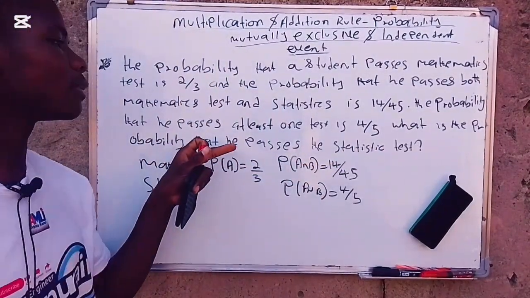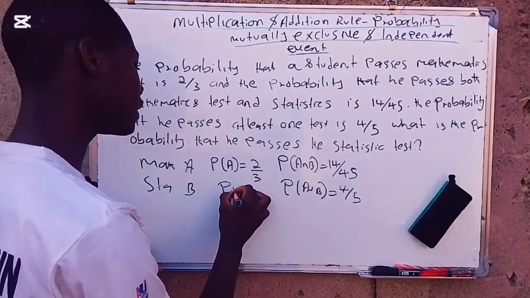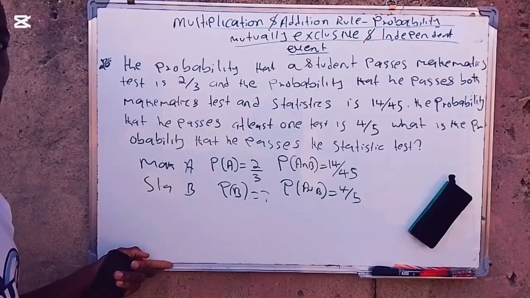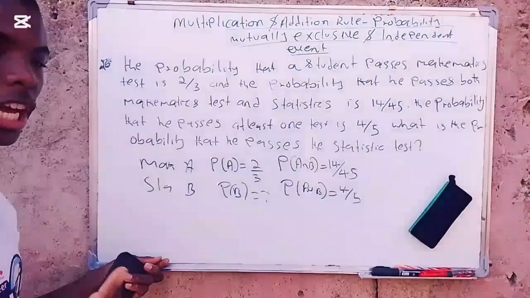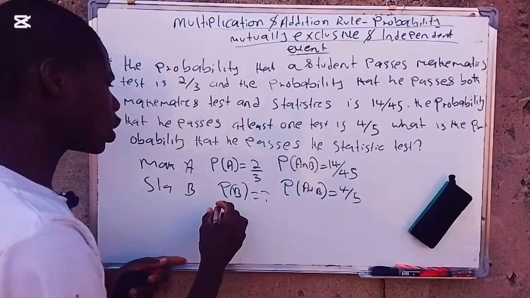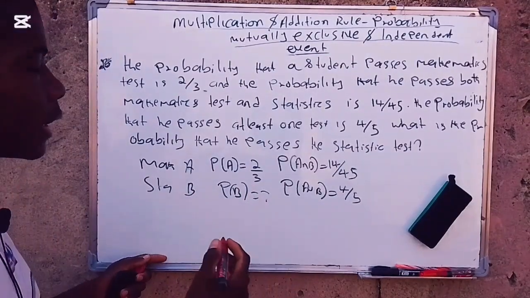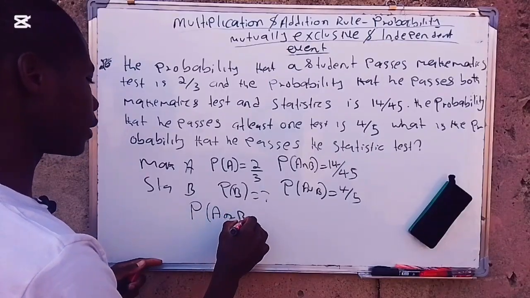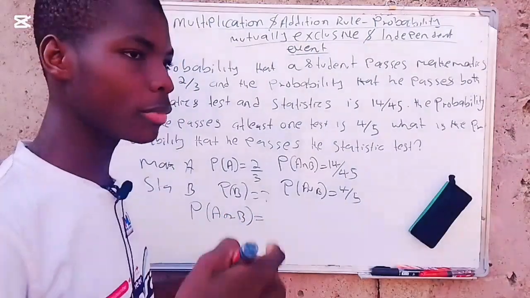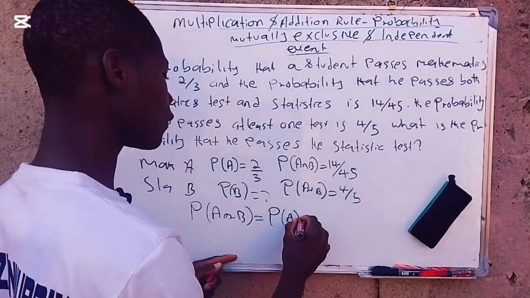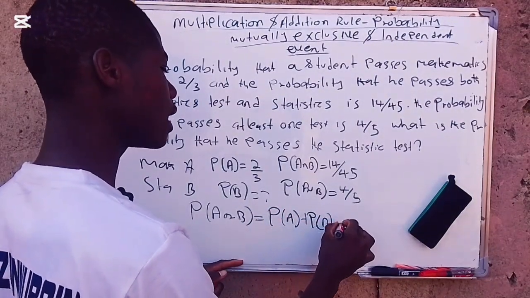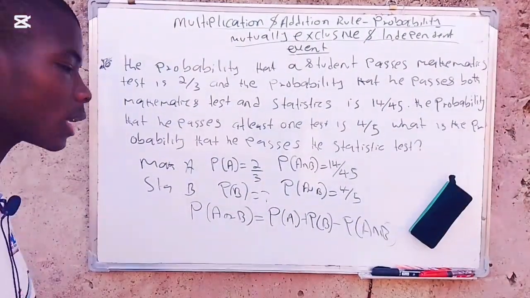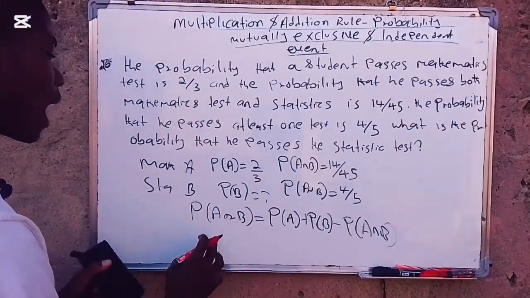What is the probability that he passes statistics, which is the probability of B, which is unknown? So you have to recall the addition rule. It says that the probability of A or B, which equals the probability of A union B, is the same thing as the probability of A plus the probability of B minus the probability of A and B.